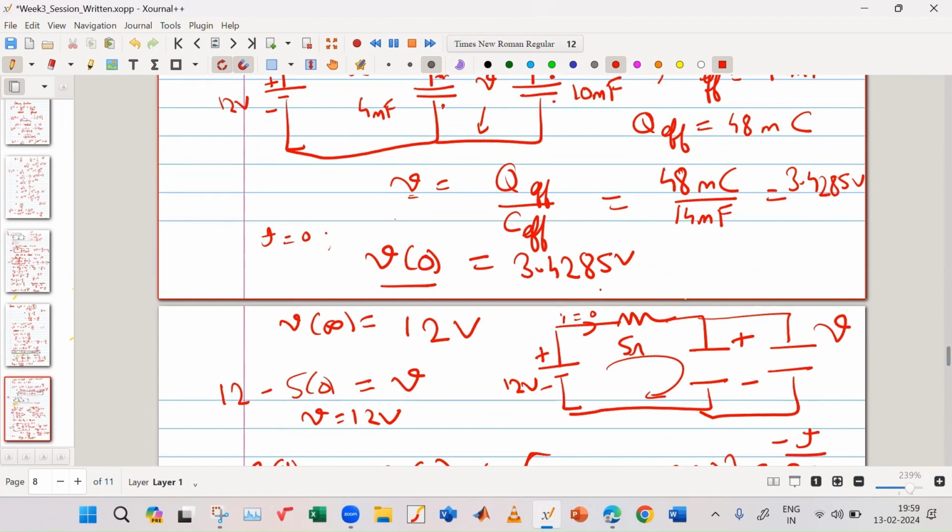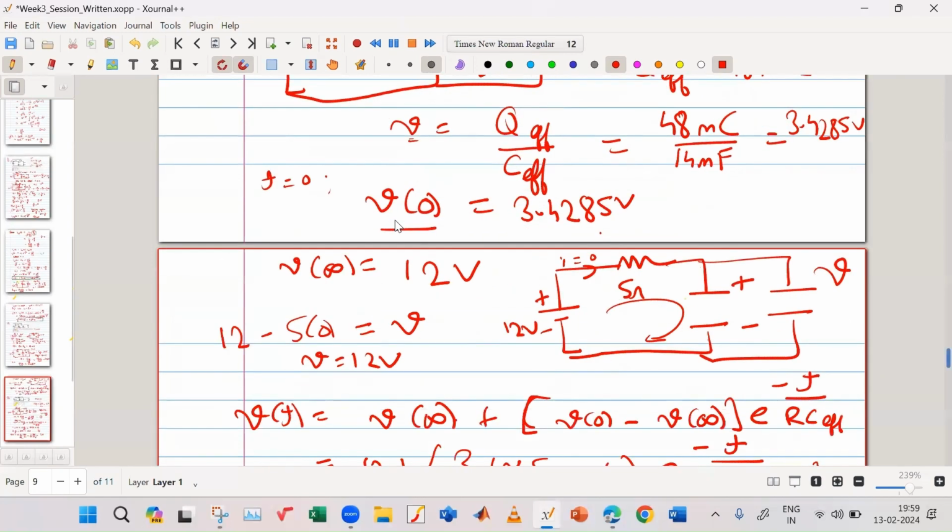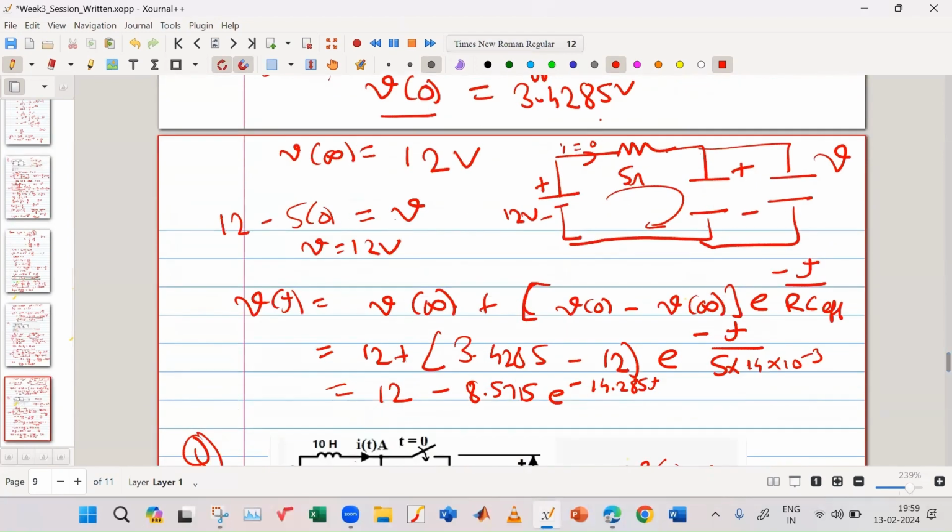Then we also found out a shortcut method. I find the final value of the capacitor voltage, that is 12 volt. Once I get that, I use this technique: V of infinity plus V of 0 minus V of infinity into e raised to minus t upon RC effective. I use this method and then I get this equation and then I get the solution.